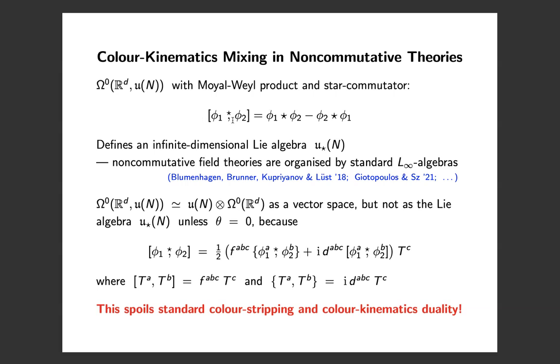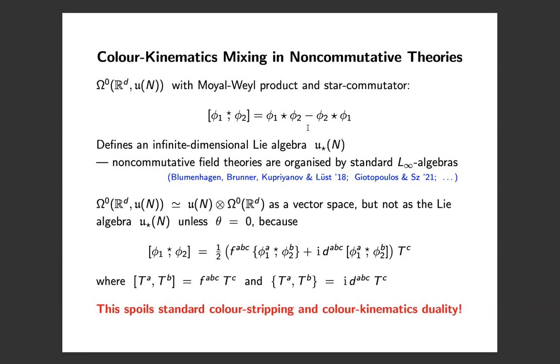So this bracket satisfies the Jacobi identity. That's because the Moyal product is an associative product. So just on general grounds, if you take the commutator in any associative algebra, that defines a Lie bracket. So this space, Ω⁰(R^D, U(N)), is an infinite dimensional Lie algebra. And I'm going to denote that Lie algebra as U_star(N).